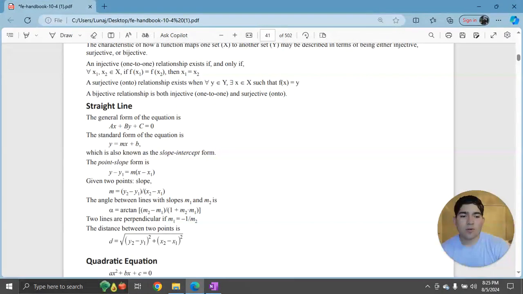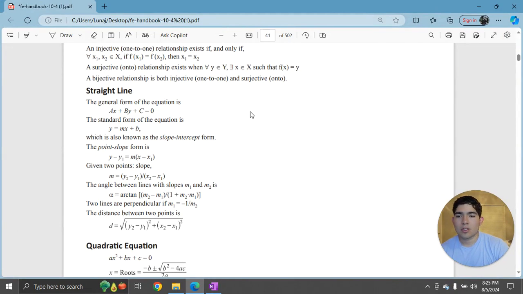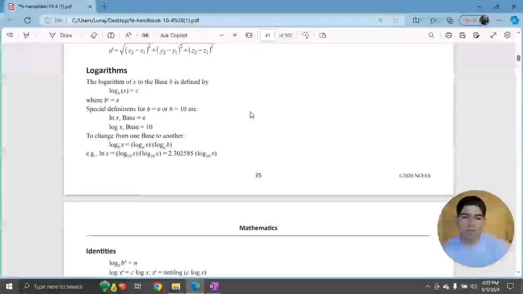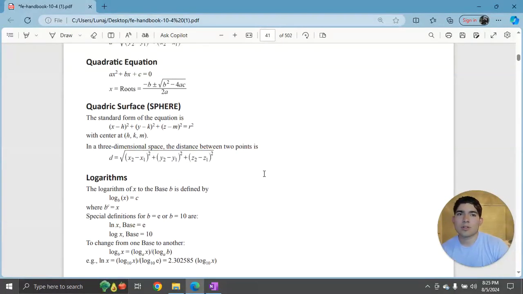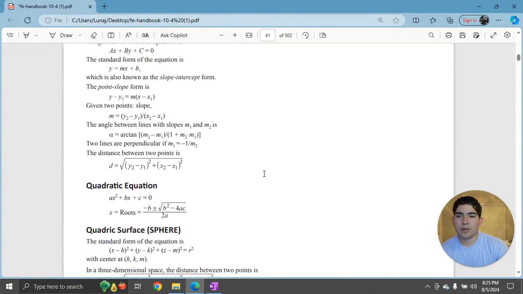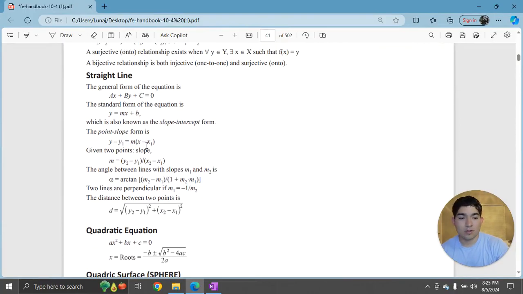So for those formulas for the straight lines, we're going to go to the FE reference manual and we can find those on page 35. A lot of these are straightforward that you should know from class, but everything is here if you need to look at it. So for this one, we just need to find the slope. So the slope formula is m equals y2 minus y1 over x2 minus x1.